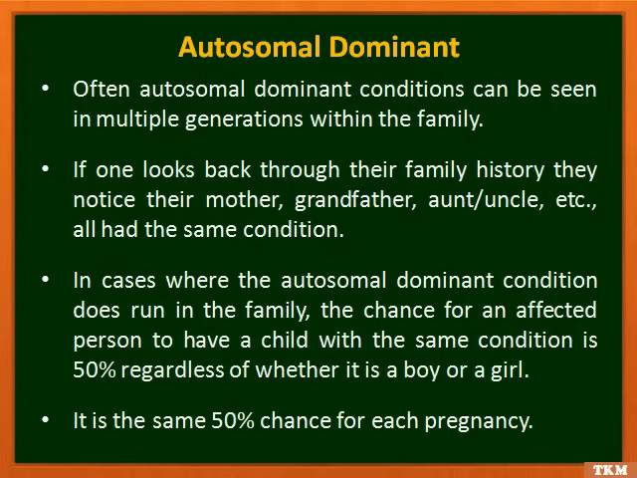Often the autosomal dominant condition can be seen in multiple generations within the family. If one looks back through their family history, they notice their mother, grandfather, aunt, uncle all had the same condition. And in cases where the autosomal dominant condition does run in the family, the chance for an affected person to have a child with the same condition is 50%, regardless of whether it is a boy or a girl. It is the same 50% chance for each pregnancy.